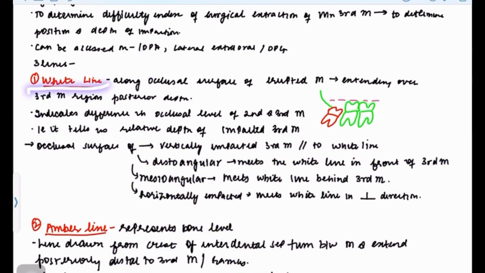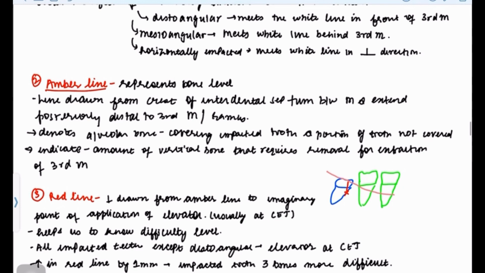So the white line indicates the occlusal level of the second molar and third molar. It is the relative depth of the impacted third molar. Now let's see the amber line.